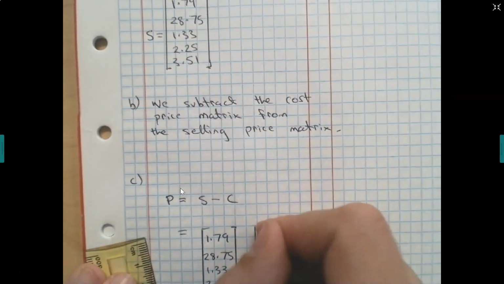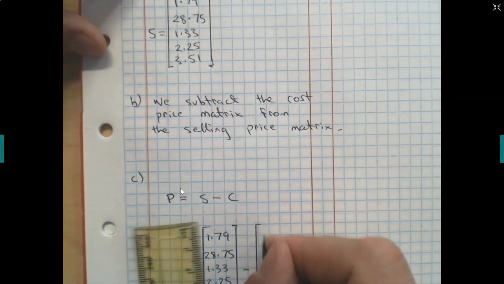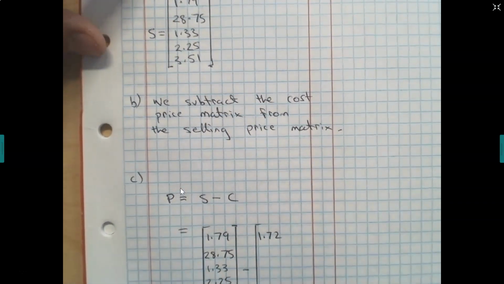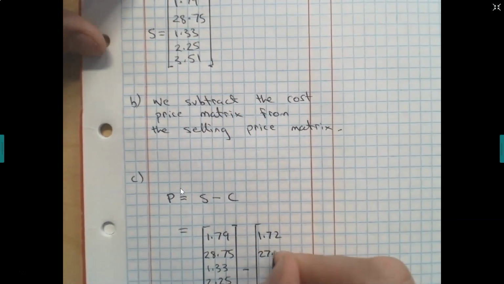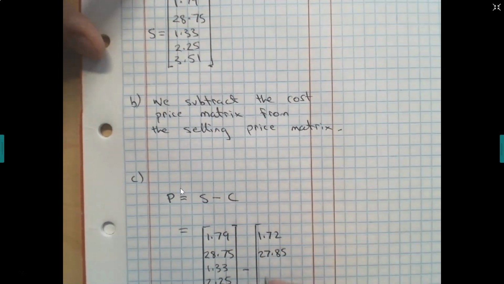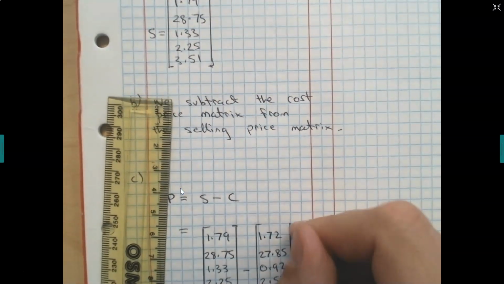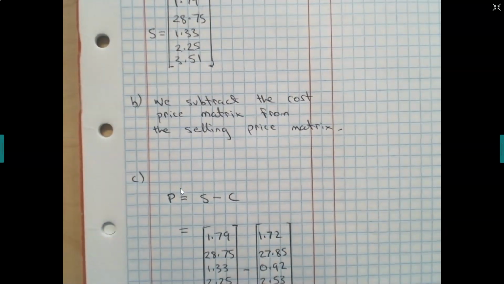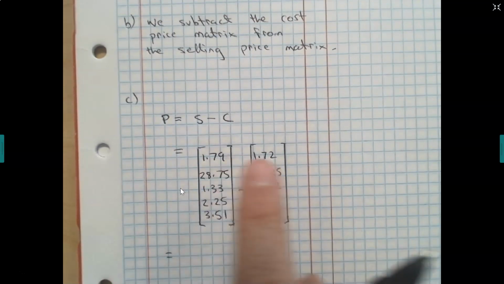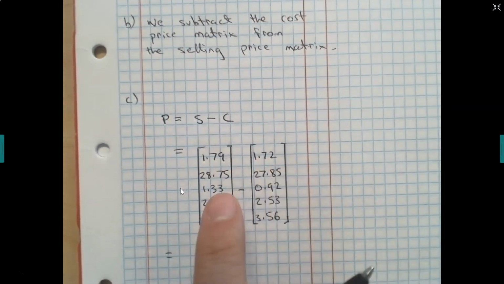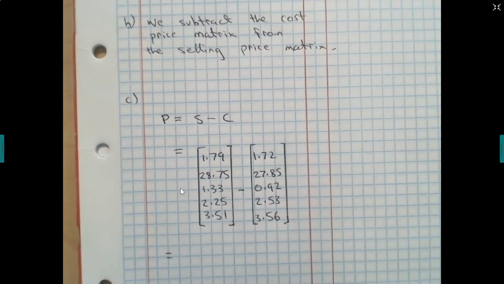So the cost matrix is at the top: 1.72, 27.85, 0.92, 2.53, and 3.56. Now make sure that each of those values lines up properly. So share A lines up with share A, share B lines up with share B, etc. And now it's just a matter of going this value minus that value, that minus that one, and so on to get that profit or loss.